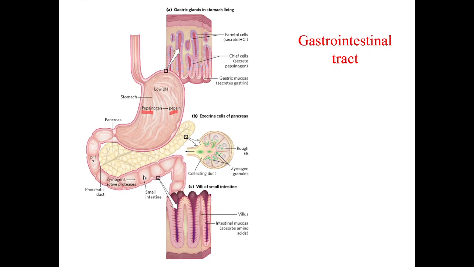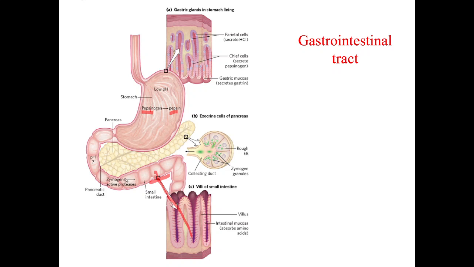At the small intestine, protein molecules get broken down into individual amino acids. Here is the small intestinal membrane, which contains the villi of the small intestine. Here a villus is there. The small intestinal mucosa absorbs the amino acids, so the amino acids come here and get absorbed into the intestinal mucosa.